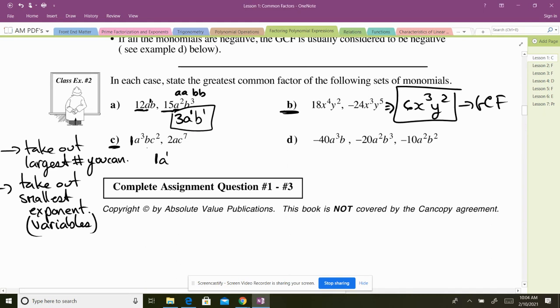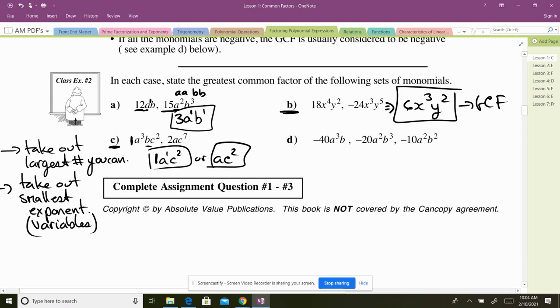So we took out an A. We have a B here, but there's no B over there. So is there a B that's in both? No, so you just ignore it. You could write B0 if you wanted, but what does B0 mean? 1, nothing, right? So if it's not in both, you can't take it out. C squared, C7. C squared. It wouldn't normally be written like that. They would normally write it as AC squared, but same thing.